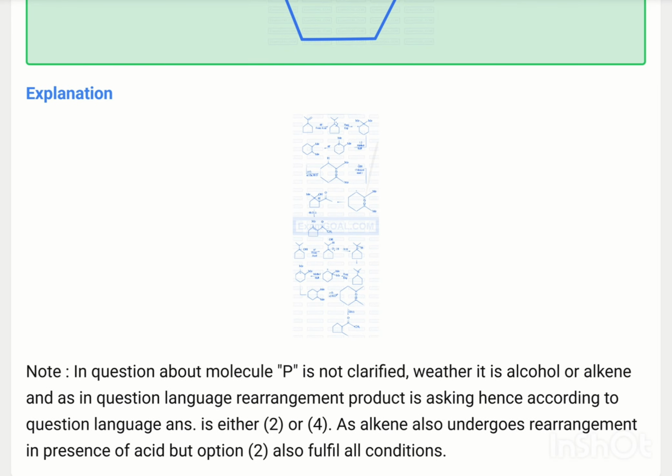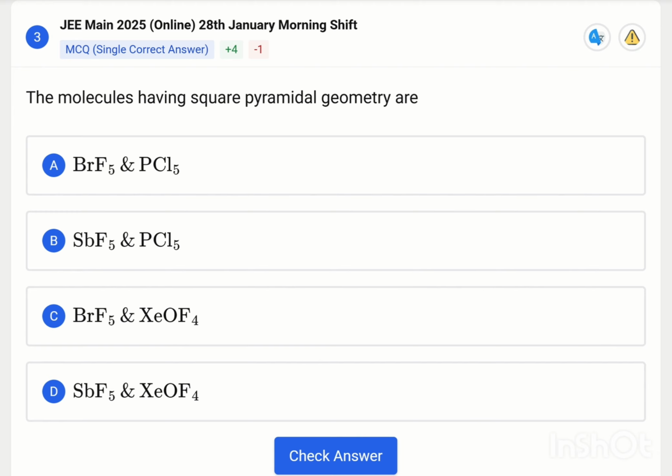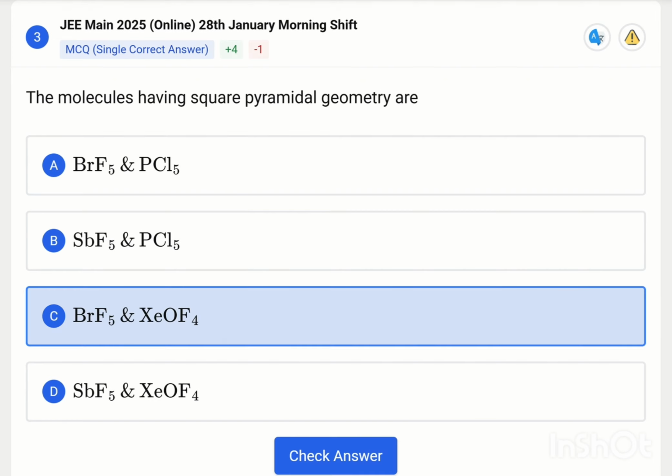So moving to the next question, let us start this question. The molecules having square pyramidal geometry are BrF5, PCl5. PCl5, if you remember, gives trigonal bipyramidal, means it is not my option. BrF5: Br means 7 valence electrons, means 5 are bond pairs, 1 lone pair. This is okay. Means C is my option. Okay, so let us go with C. Yes, we got this answer.